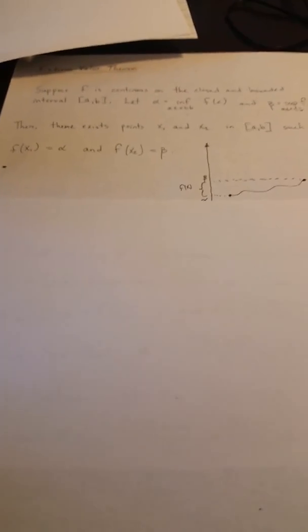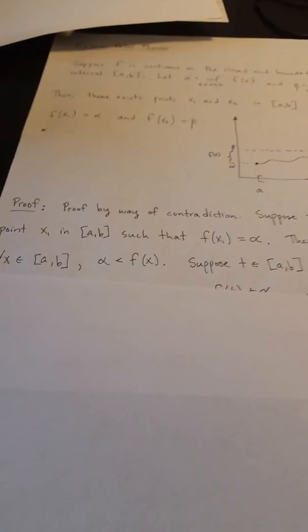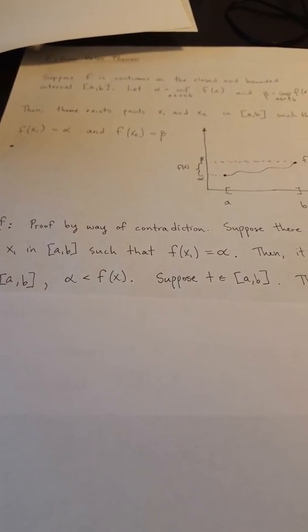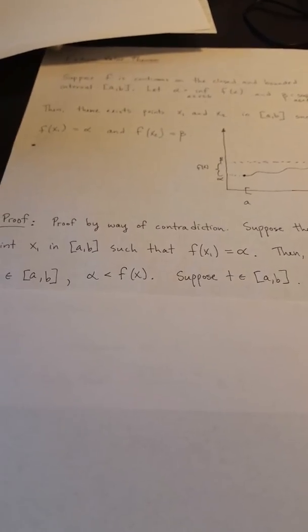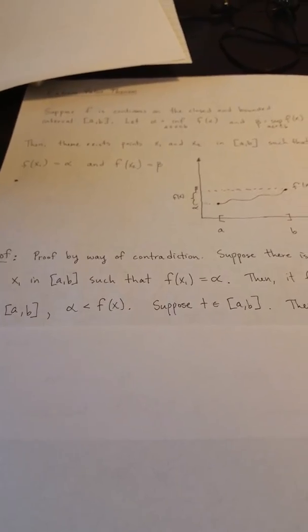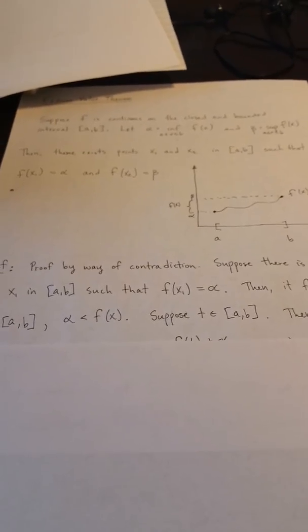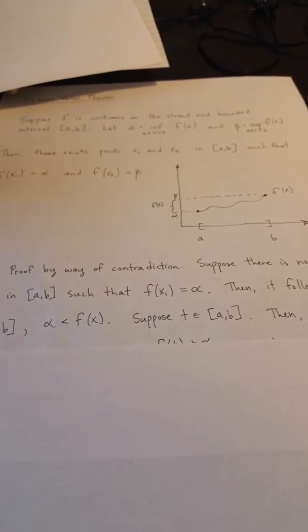Okay. The proof is by way of contradiction. We're going to assume that there is no point x1 in the interval such that f(x1) equals alpha. Then it follows that for all x in the interval, the value of the function has to be greater than alpha, because since alpha is the greatest lower bound, all the values of the function have to be greater than or equal to alpha, but since we're assuming that they can't be equal, they all have to be greater than.